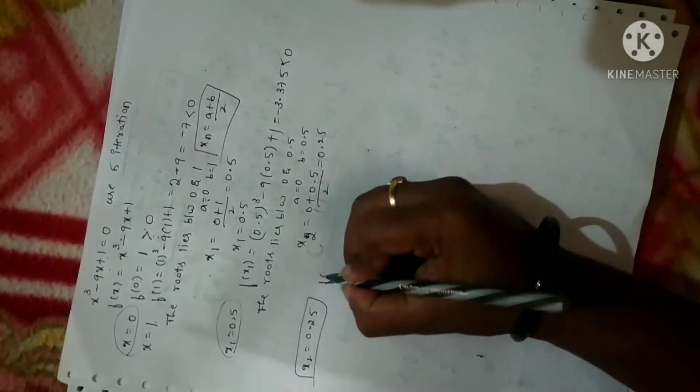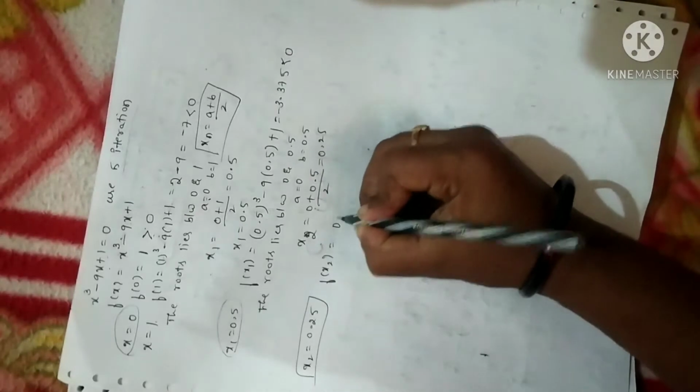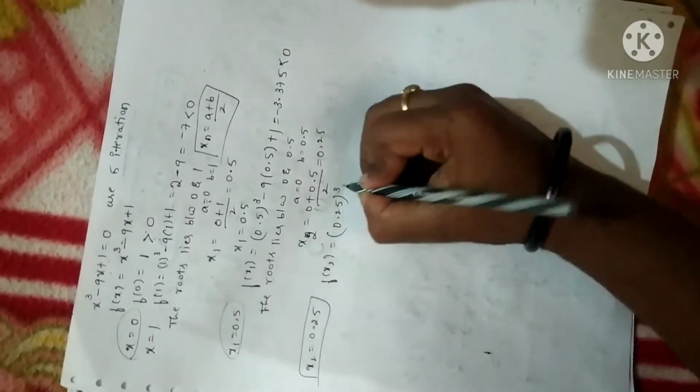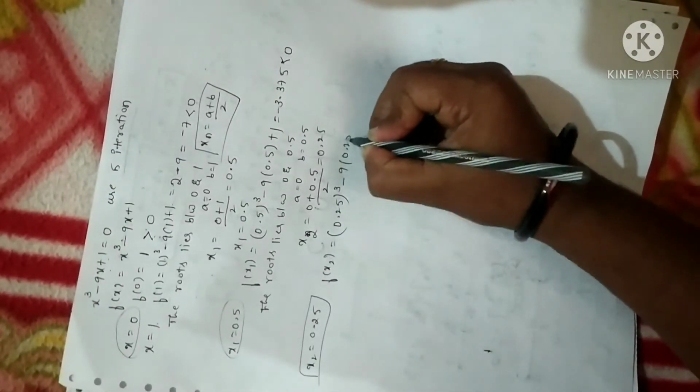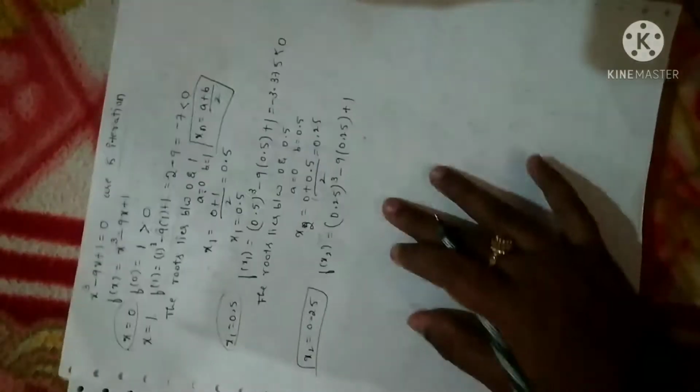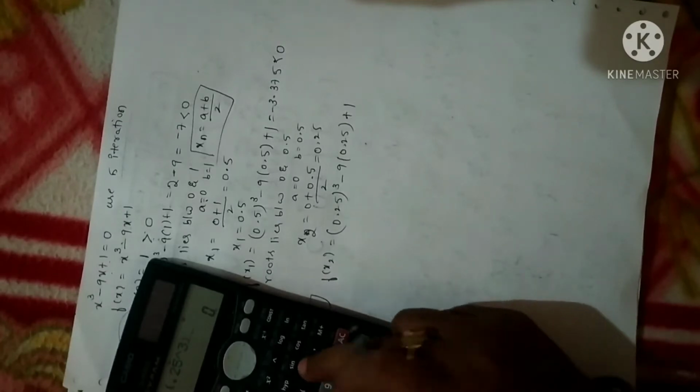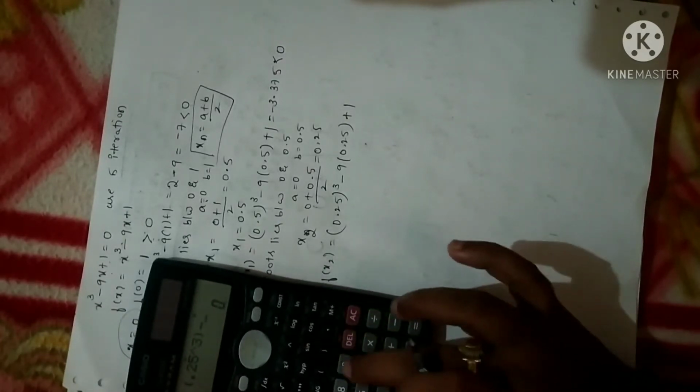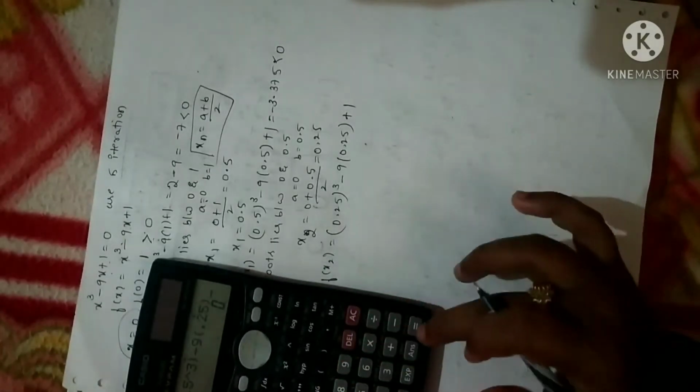Fine. Now f of x2 value I am going to find: 0.25 whole cube minus 9 into 0.25 plus 1. So let me simplify this.